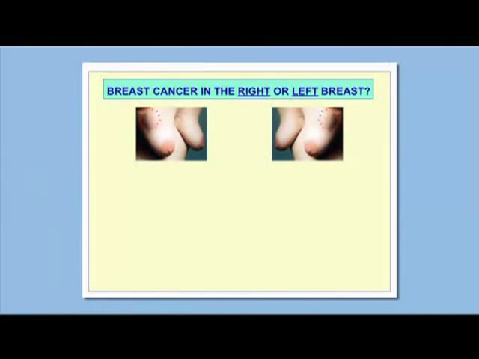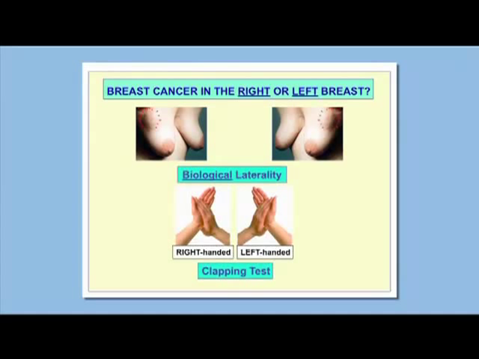Well, Dr. Hamer found whether a woman has a tumor on the right or left breast is determined by her biological laterality. In other words, by her handedness. So this is not if a woman or a person writes with the right or left hand. Here we're talking about the biological laterality, which is determined at the first cell divisions, at the moment of conception.